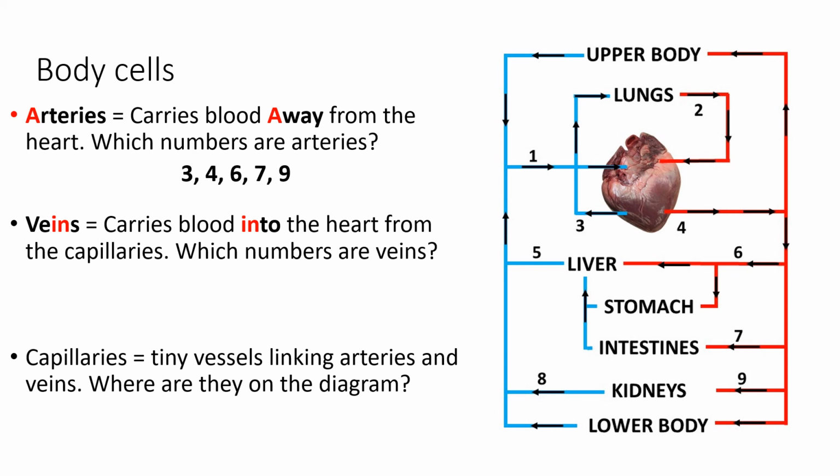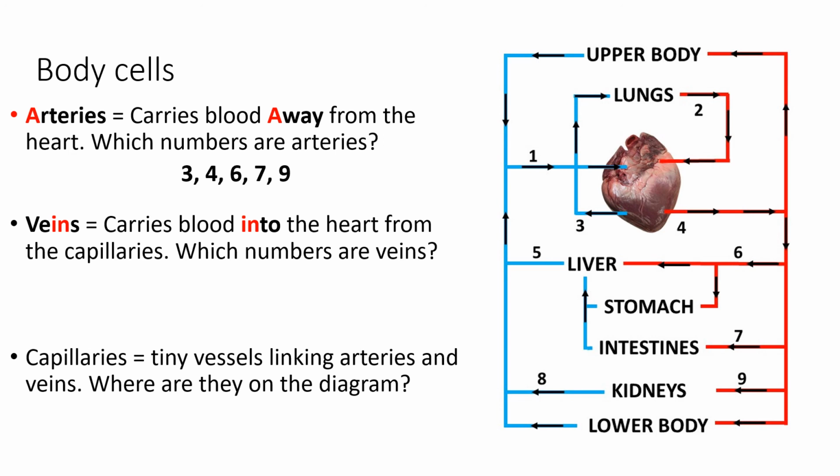Please don't assume that certain colors are arteries. It's not always true. If you look, the pulmonary artery is actually blue in color. So you have to know that arteries are carrying blood away from the heart, and it's the direction of travel of blood that determines if it's an artery or a vein.